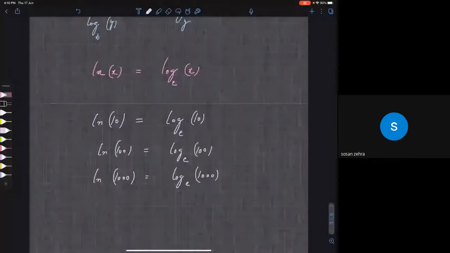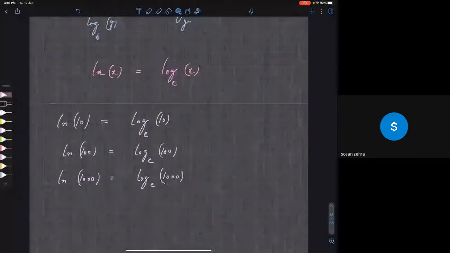Now let us try to just find some relationship between log to the base e and log to the base 10, and then we will be able to find the values of the variables. Okay? Are you getting my point?